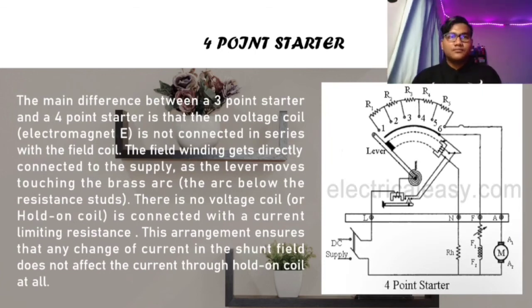4-point starter. The main difference between a 3-point starter and a 4-point starter is that the no voltage coil is not connected in series with the field coil. The field winding gets directly connected to the supply. As the lever moves, touching the brass arc, the resistance starts. The no voltage coil is connected with a current limiting resistance. This arrangement ensures that any change of current in the shunt field does not affect the current through the hold-on coil at all.